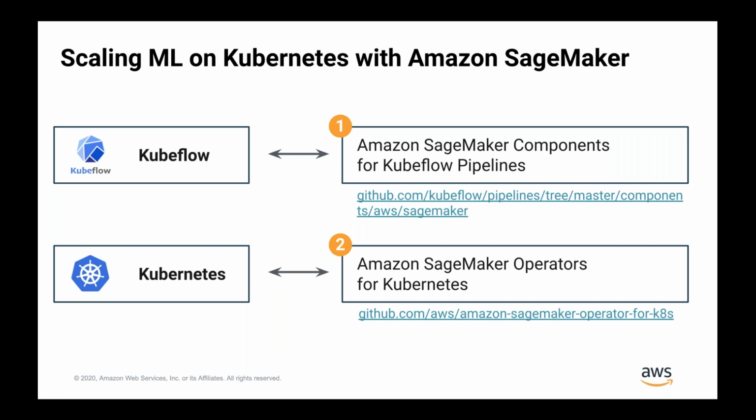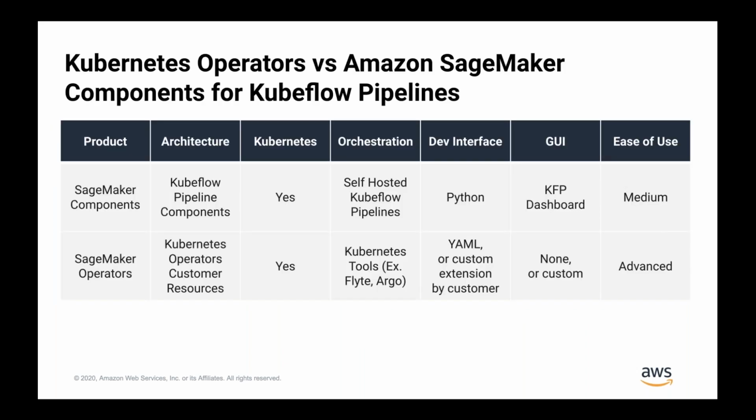And the difference between the two is that one is more advanced. The Kubernetes operators require your team to have direct access into the control plane, or you have your own orchestration tool that manages the execution on Kubernetes. Or you can leverage our Kubeflow pipeline components, which allow you to compose pipelines in Python, which then run in Kubeflow pipelines, but execute on SageMaker.